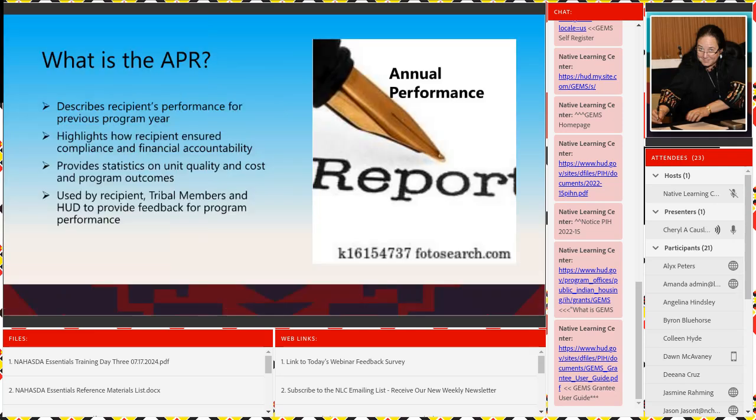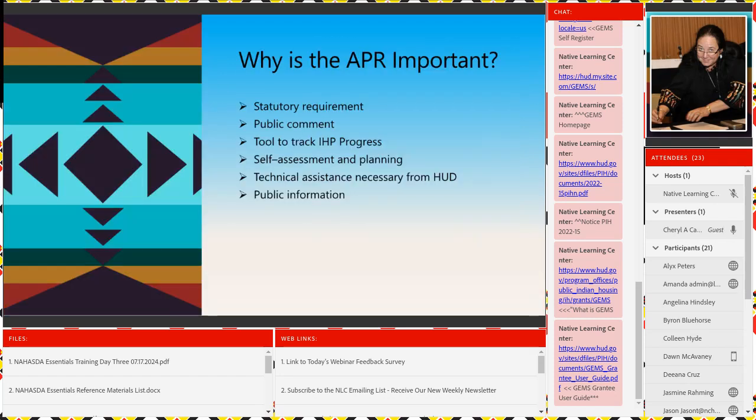So your APR is the flip side of this document. One tells you what you're going to do. One tells you what you did. So it describes the performance for the previous year. It highlights how you ensured compliance and financial accountability. It provides statistics on unit quality, cost, and program outcomes used by the recipient, tribal members, and HUD to provide feedback for program performance. Why is it important? It's a statutory requirement. You've got to have public comment.